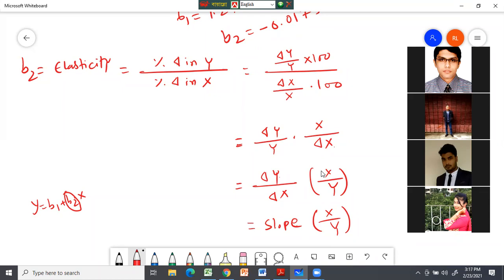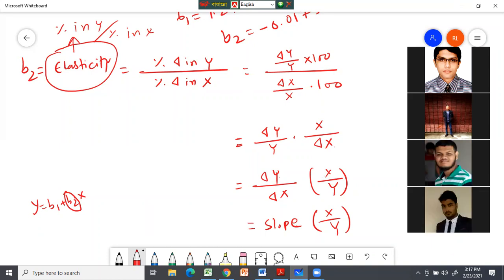But when you are focusing on elasticity, it means the percentage change in y due to the percentage change in x, which I have written here. So elasticity measures the percentage change or relative change, and the slope coefficient measures the absolute change in the dependent variable. Up to this, is it clear to everyone? Yes, sir. Okay.